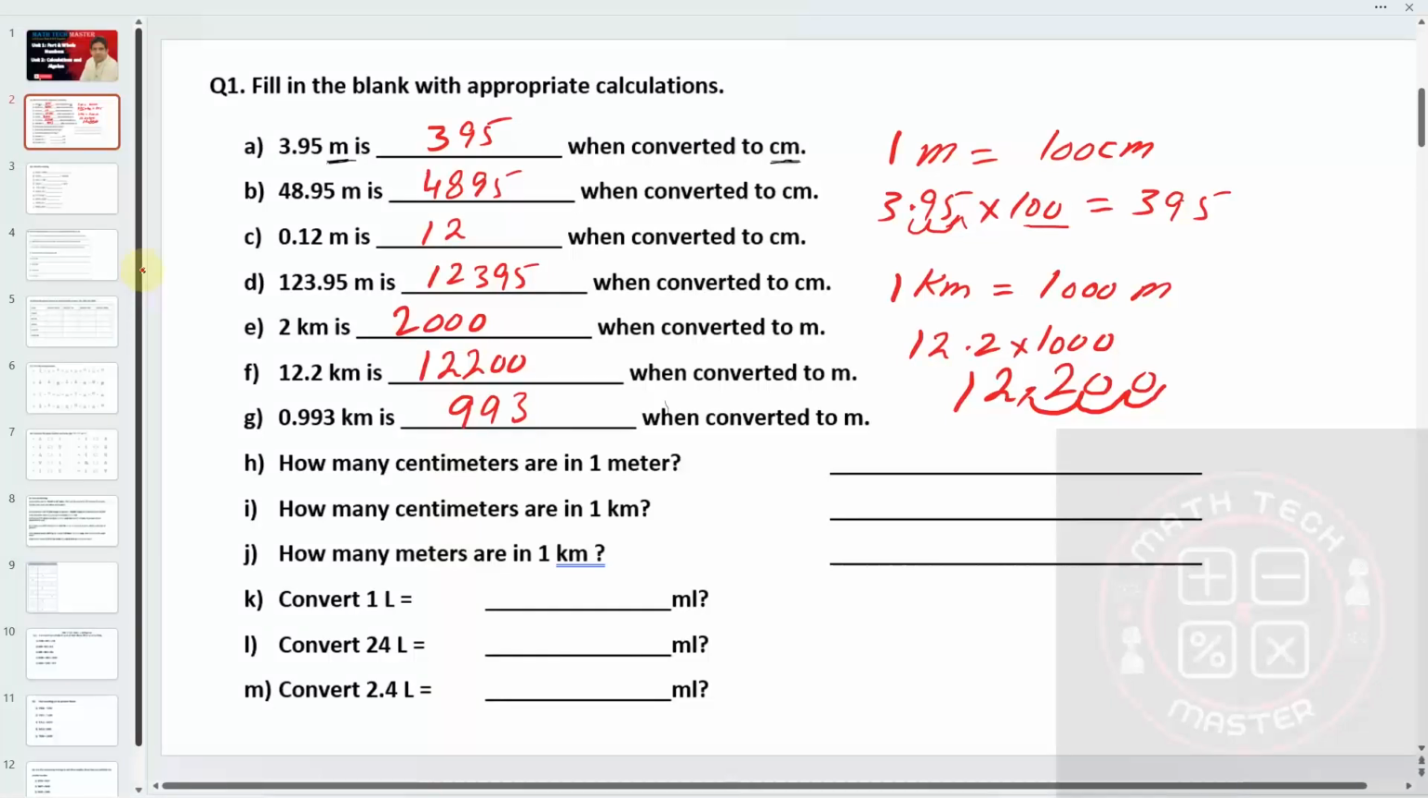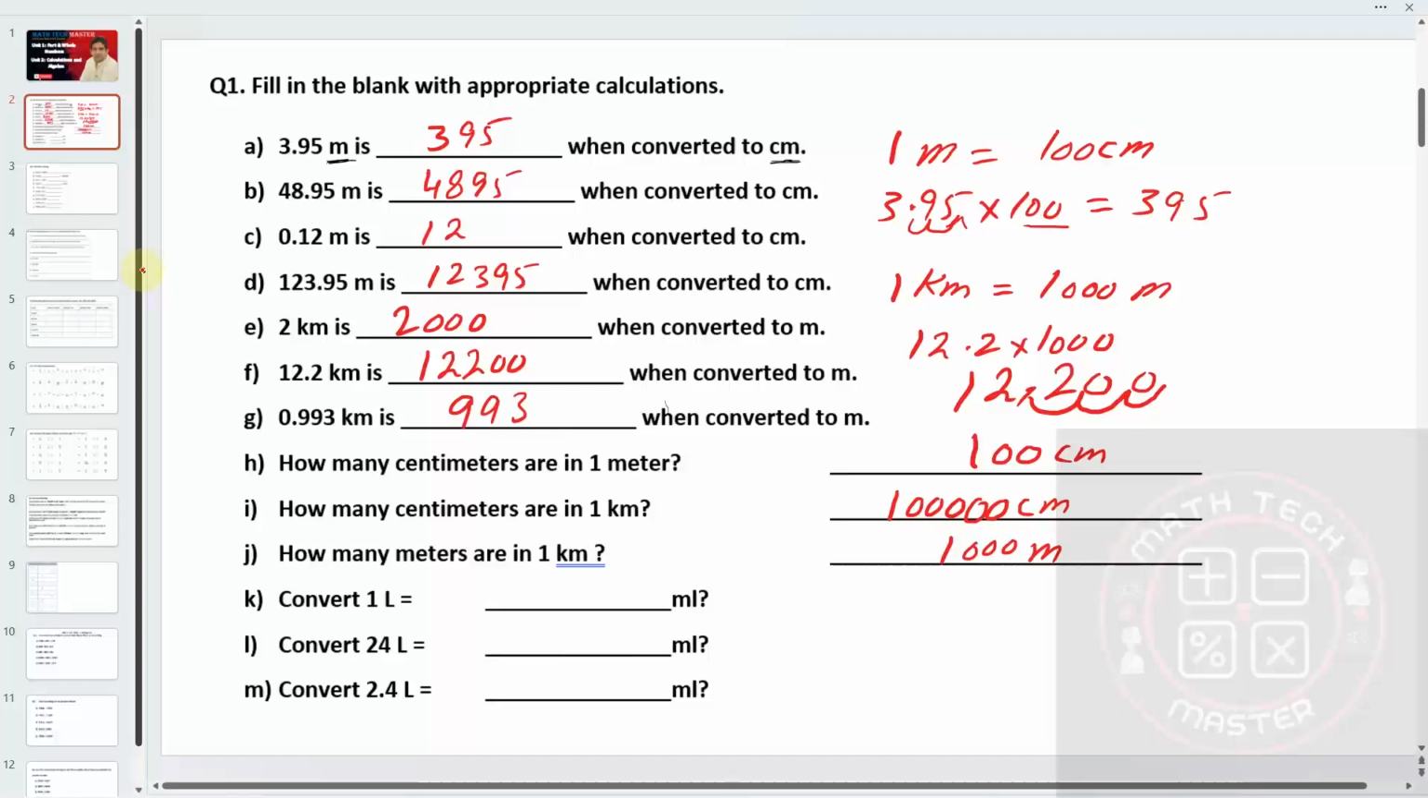The questions H, I, J are the basic questions with basic information. How many centimeters are in 1 meter? So we know there are 100 centimeters in 1 meter. How many centimeters are in 1 kilometer? For that we will write down 1000 for the kilometer, and changing that kilometer into centimeters, we need to multiply the number by 100. So there would be 100,000 centimeters in 1 kilometer. How many meters are in 1 kilometer? We already know that there are 1000 meters in 1 kilometer.